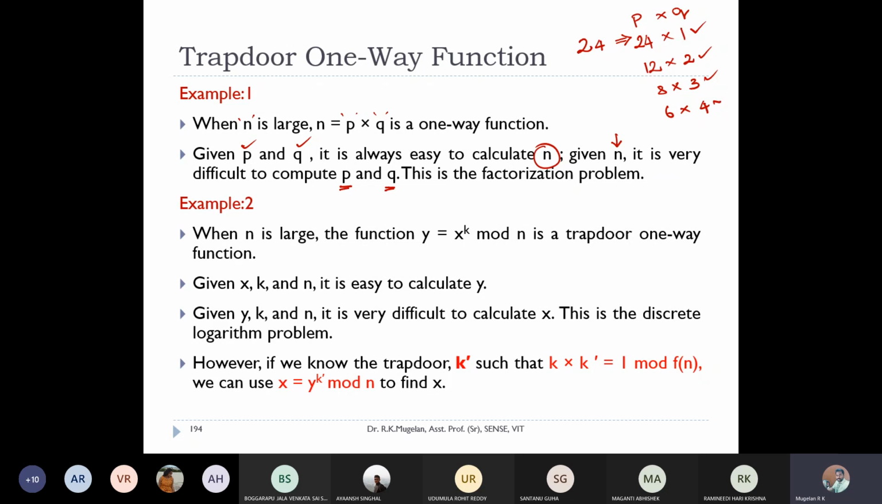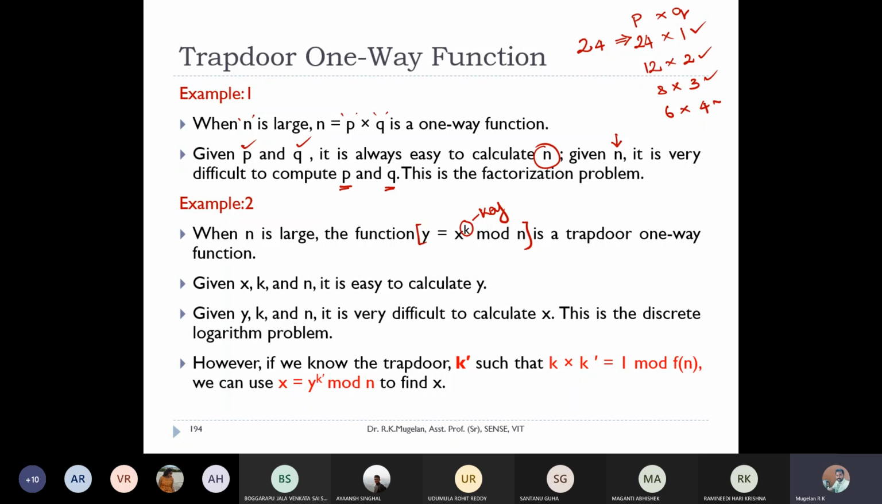But suppose, assume the second example, where n is a large number and the function we are going to compute is y equals x power k mod n. This k is a key which we are going to use at the transmitter.